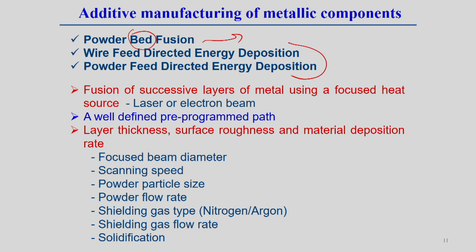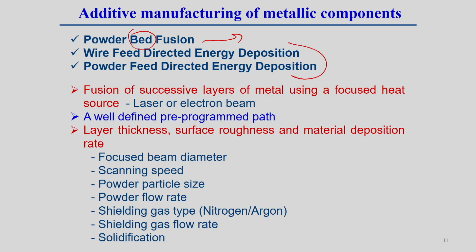Of course, fusion of the successive layers of the metal using a focused heat source, we can use it in these cases. The heat source is mostly a laser or electron beam, because a laser or electron beam has a very small diameter, even micro scale, so we can focus on a particular area and fuse it. Basically, it is a well controlled way, the heat source can be very controlled in the case of using a laser or electron beam. That is why the additive manufacturing of metallic components is mostly developed using a laser source or an electron beam source.